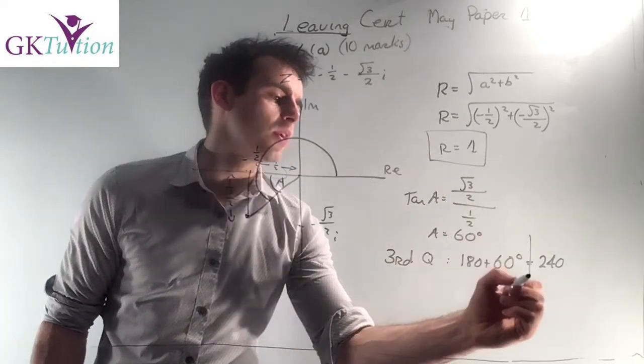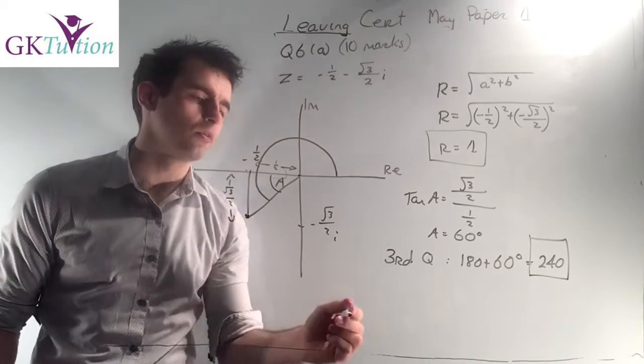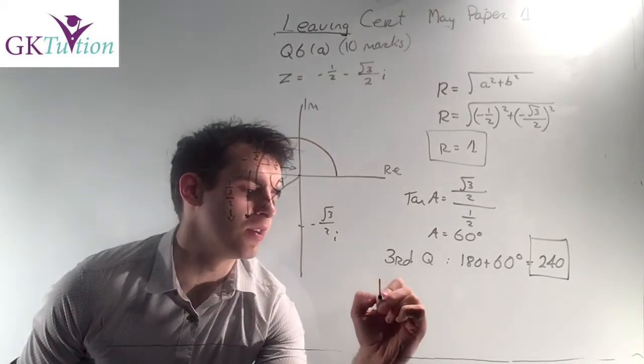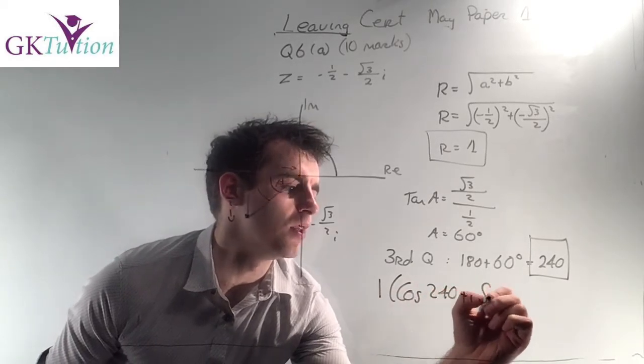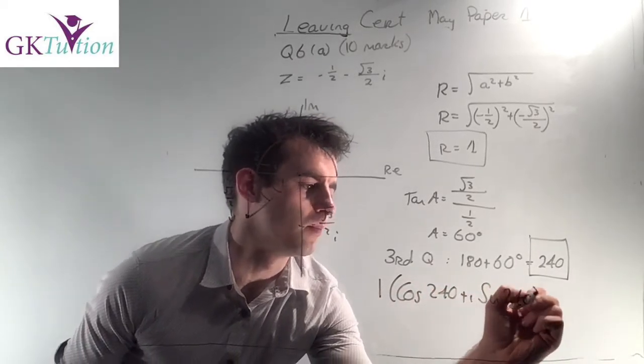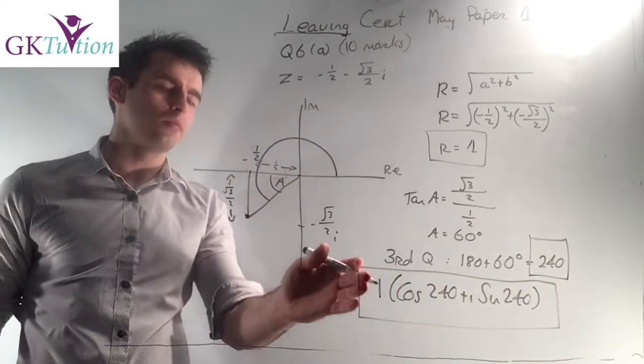Now that you know your r and you know your argument, you can write the original complex number in polar form. Your final answer here is 1 times the cos of 240 plus i times the sine of 240. So your 10 marks there go for writing out your complex number in polar form.